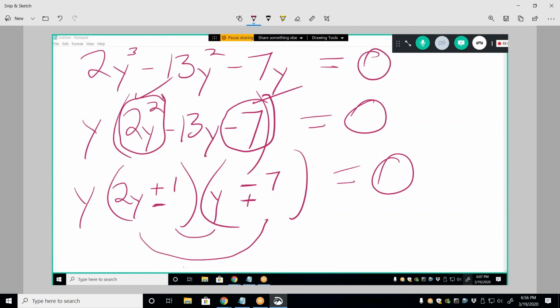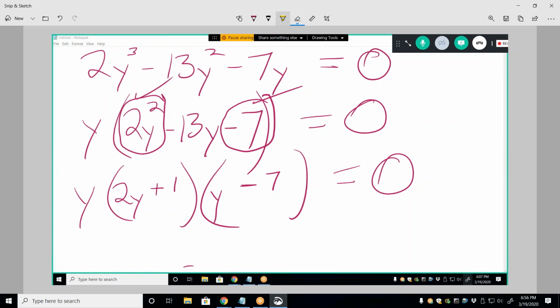And if it gave me +13y, then I would just move the 1 down to the negative sign and the 7 down to the positive sign. But since it gave me the right answer, I have my final factoring.